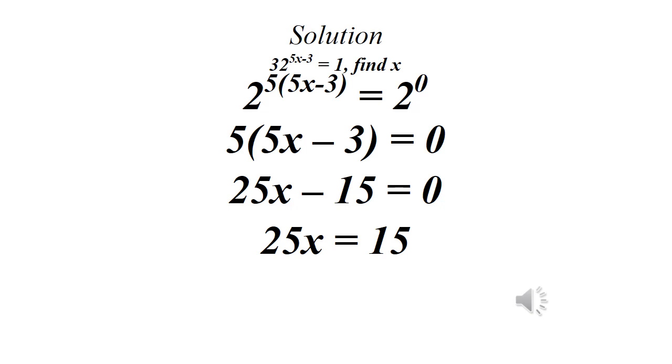Then it will multiply the power there, 5 times 5x minus 3 equals, to get 1 we can just say 2 raised to power 0. It will still give us 1, so that they have the same base. So the base cancels the base, so we have 5 into bracket 5x minus 3 close bracket equals 0. If we expand the bracket, we have 5 times 5x, 25x, minus 5 times 3, 15 equals 0. So if you add 15 to both sides, we have 25x equals 15.